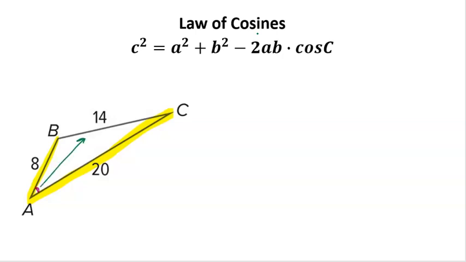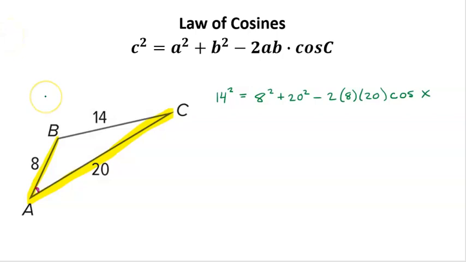Its opposite side is 14. So now we're going to have 14 squared equals 8 squared plus 20 squared minus 2 times those two sides, and then cosine of that included angle, which is actually angle A, and we're just going to label that as X. And then from here, we're just going to go ahead and solve.